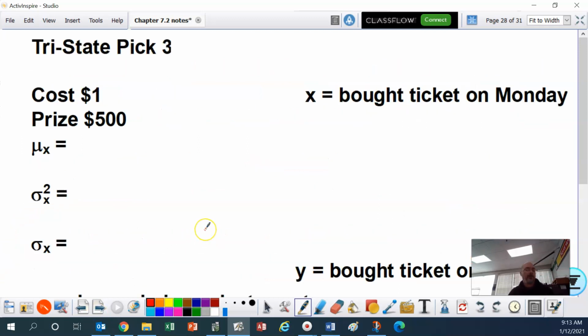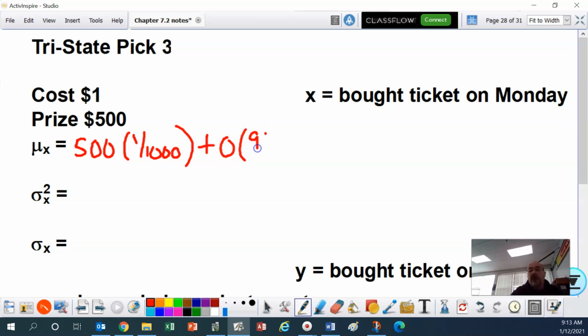Okay, let's look at an example. So let's say it costs $1 for the Tri-State Pick 3. The prize is $500. So remember how this works to find the mean. If we take 500, you have a 1 in 1,000 chance of winning. So there's 1,000 different 3-digit numbers, right? So you have 1 chance out of 1,000 of winning. And this part's not necessary, but you will win $0 with probability 999 out of 1,000.